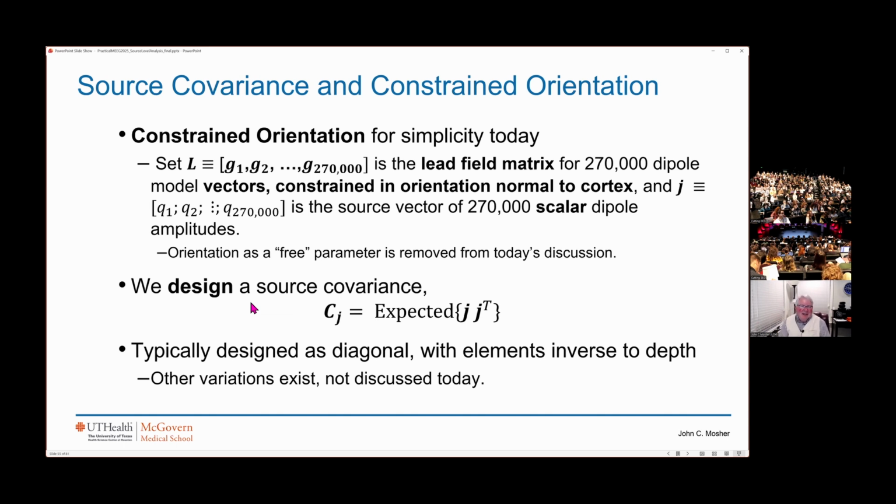Now, you have to design, you don't measure, you don't estimate, you design a source covariance. It's the expected value of J J transpose. This is a 270,000 by 270,000 matrix. It's enormous. And you're designing it, so almost everybody, in our software at least, just designs it as diagonal. I need to set an expected design covariance for each and every one of the diagonal elements. And typically we do it as inverse to depth. There are lots of other variations that exist. We won't discuss it today, but this just sets up a design source covariance that's necessary to complete the modeling.